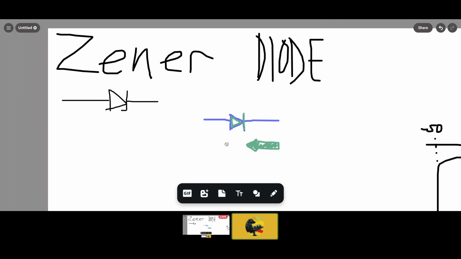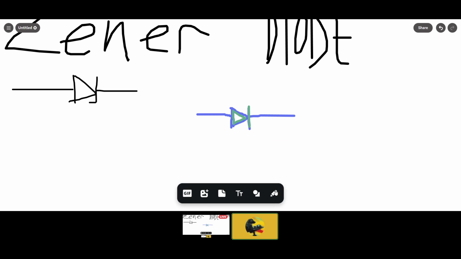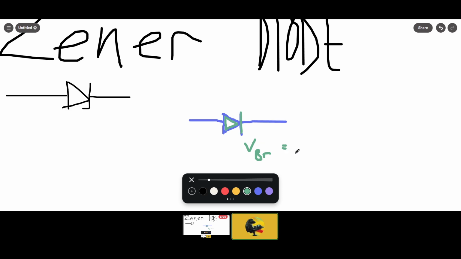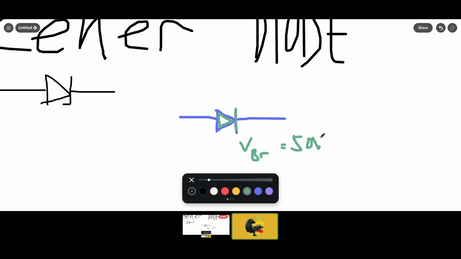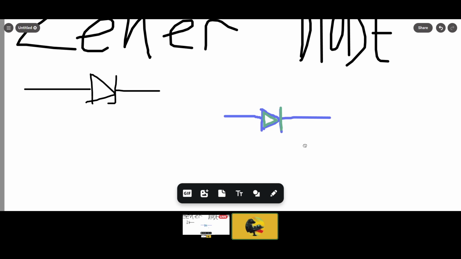So that is the bad thing about the diode, that at a certain point it will break down, and that point is known as the breakdown voltage, or VBR for these regular diodes. Usually for these normal diodes, it's like 50 volts. So if it goes against here and the voltage to the left is 50 volts, then it'll just break. So that's the recap on normal diodes.